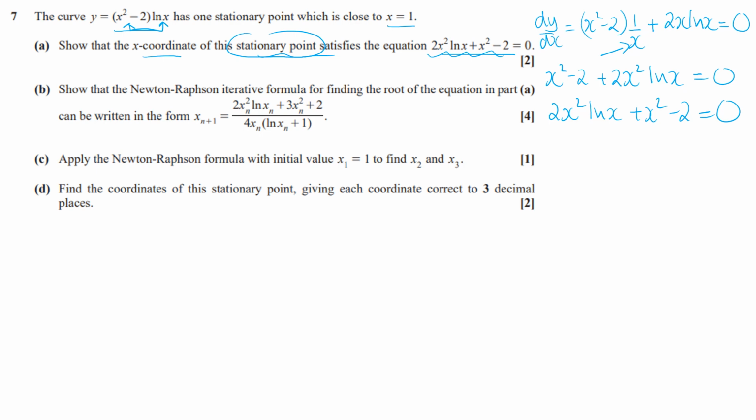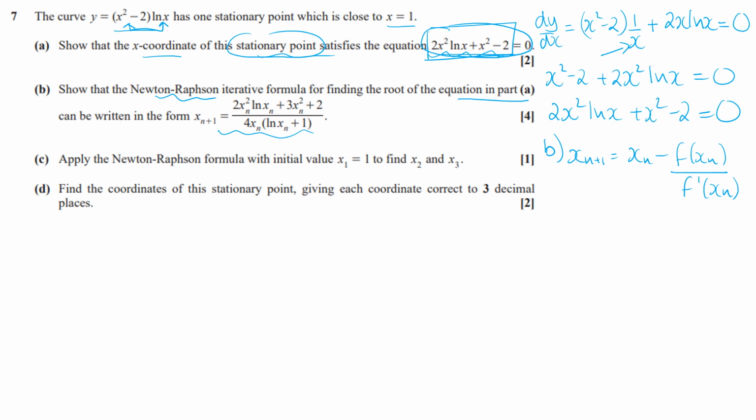And that's part A. Part B is asking us to show that the Newton Raphson iterative formula for finding a root for the equation we've just got, which is this equation here from part A, can be written in this form here. Now, the Newton Raphson formula is that the next one along is equal to xn minus f of xn all over f dash of xn. So we need to differentiate. And the f of x is going to be this function here.